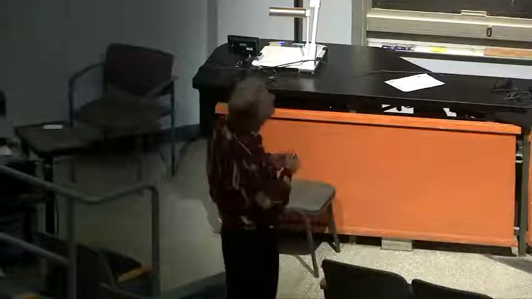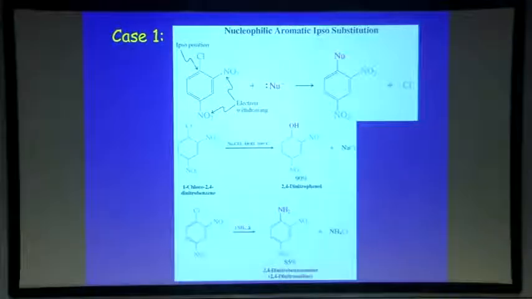So an example is here: if you heat up just sodium carbonate, so this is pretty mild basic conditions, with dinitrochlorobenzene, you go to the corresponding phenol. This can be done with other nucleophiles. We'll look at amines every now and then because they're so similar to water in this respect, and amines will displace and you get the corresponding amines. And you notice the yields are excellent.